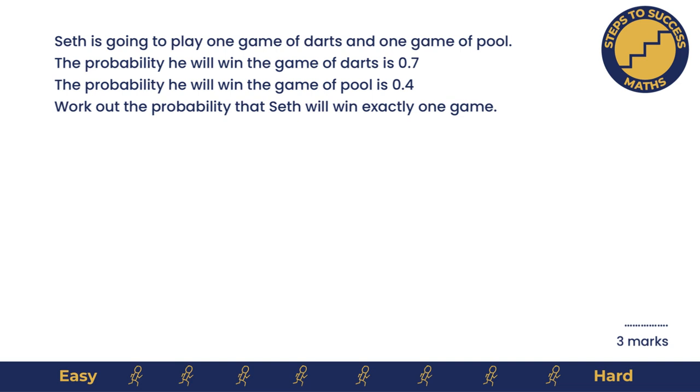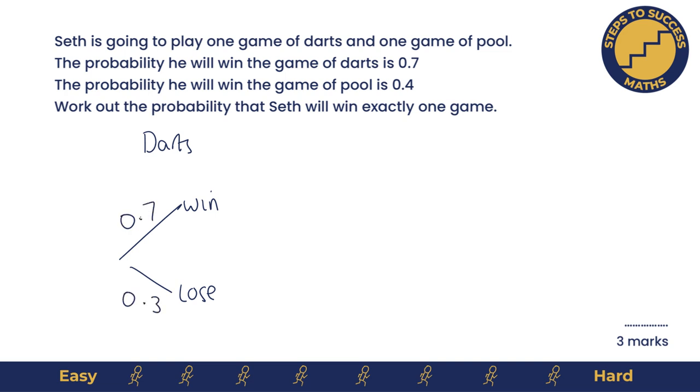Now this question doesn't tell you that you need to draw a tree diagram, but because there's 2 events and lots of different probabilities, you'll find it really helpful. So your first game you're going to play is darts. You can win or lose. Win is 0.7, so lose must be what's left to make it up to 1, so 0.3.